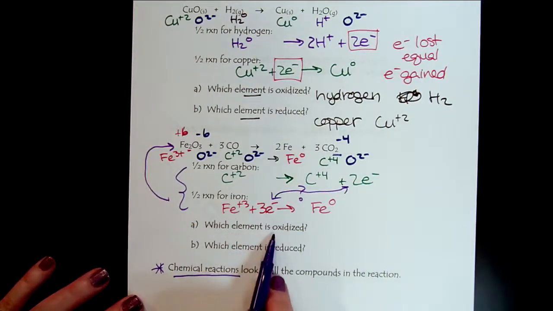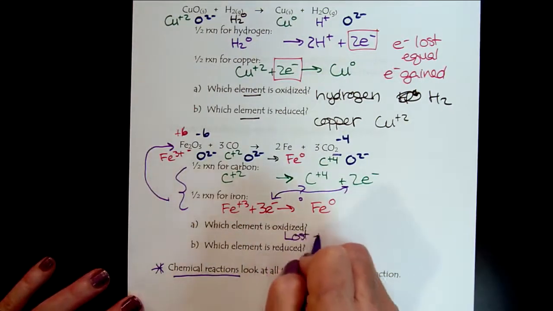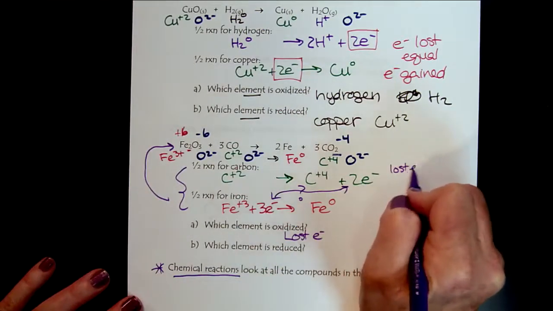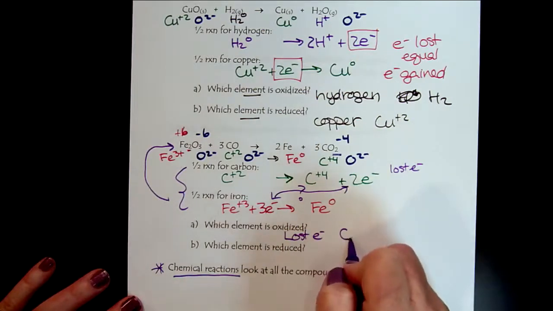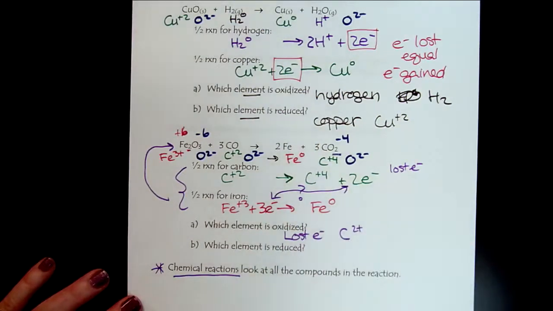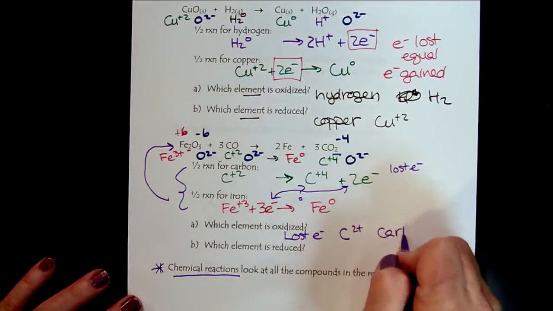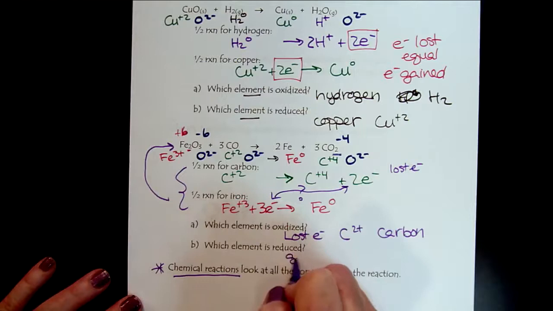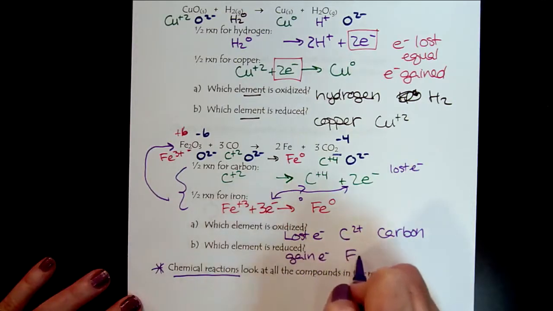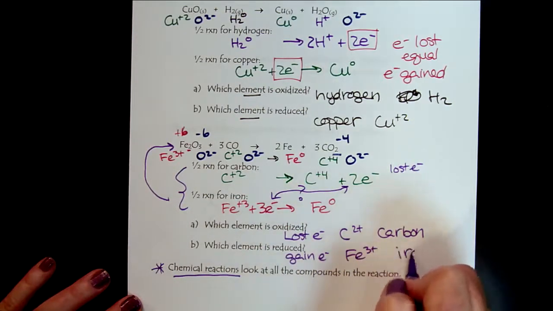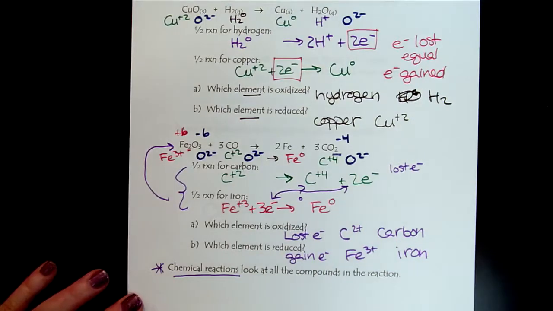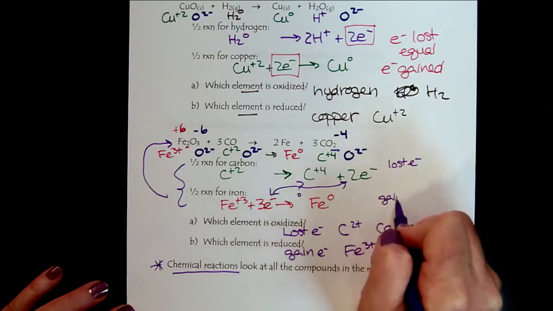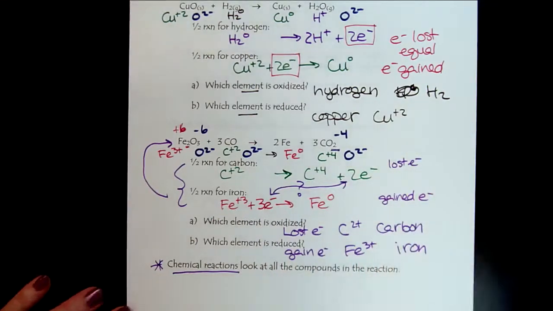which element is oxidized, right? And that means lost electrons. So here they are. Here's the lost electrons. So the carbon plus 2 gets oxidized. And who's reduced? The iron. Who gained electrons? The iron plus 3, or the iron. Okay, so now let's sort this out, right? And these are the gained electrons. All right, so now let's reconcile this.